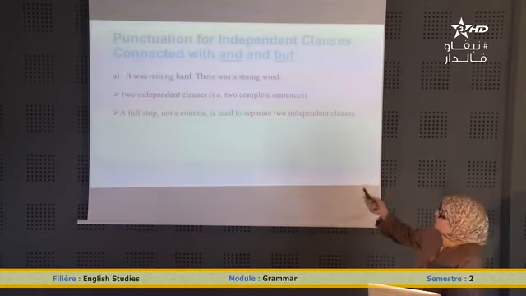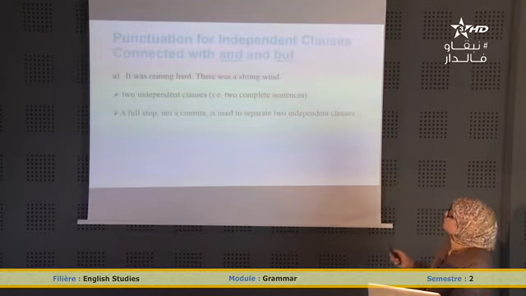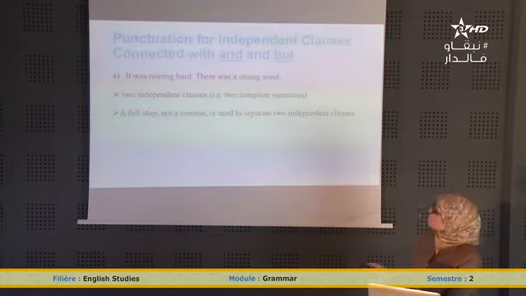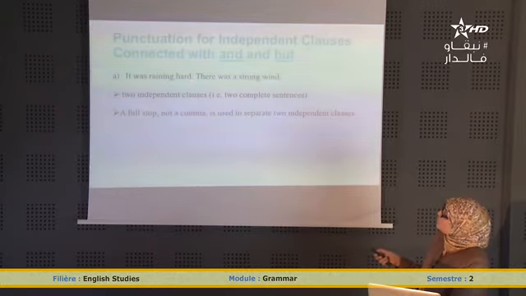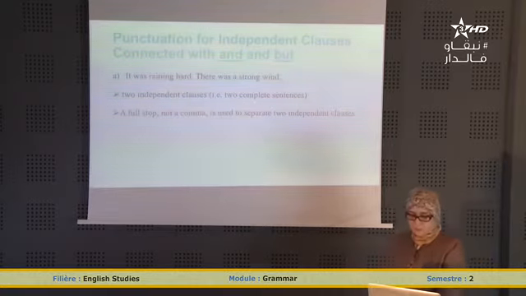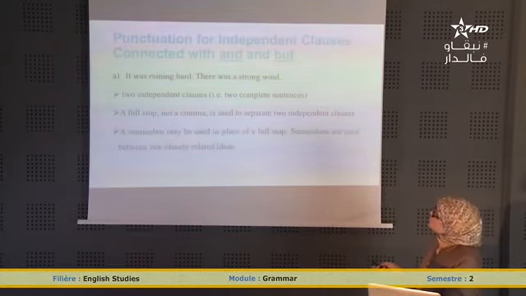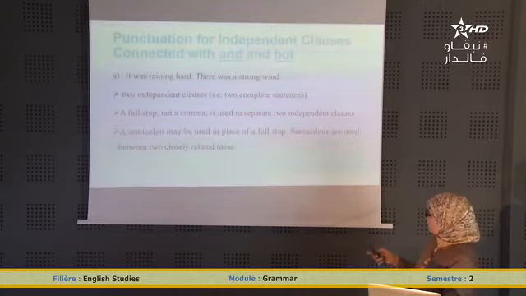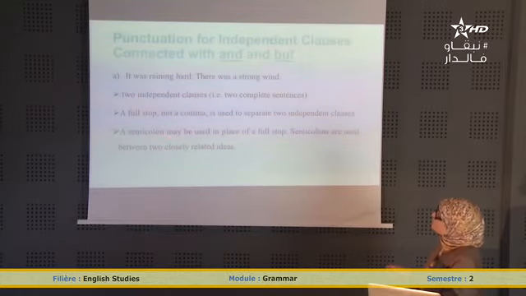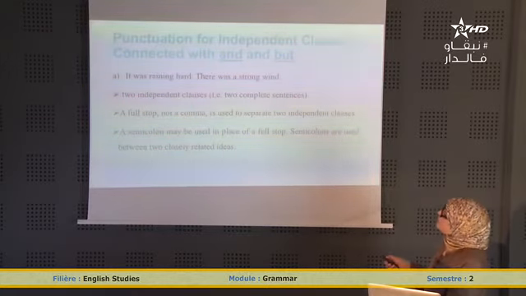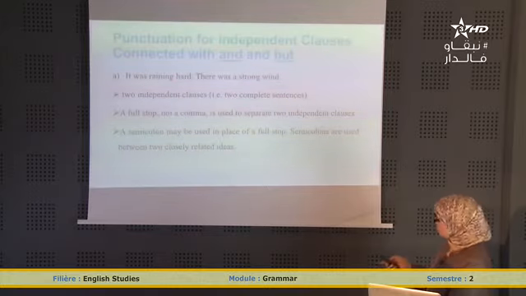A full stop, as you can see, not a comma, is used to separate two independent clauses. Now what we mean by this is, here when we don't have a conjunction between the two independent clauses, we use a full stop, not a comma, because if we use a comma, then it's not correct. Sometimes we use a semicolon instead of the full stop, but only between two closely related ideas, which means it is used, but not as often as a full stop between two independent clauses.